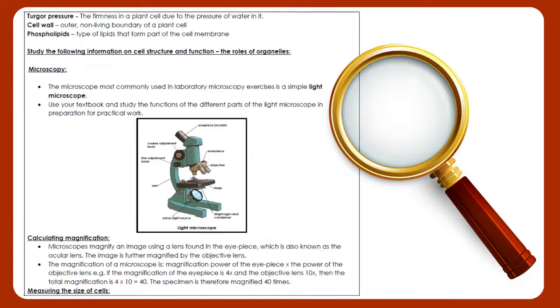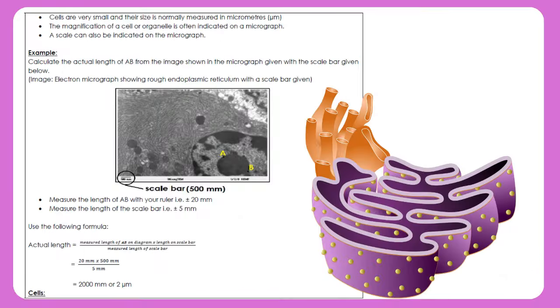Measuring the size of cells. Cells are very small and their size is normally measured in micrometers, μm. The magnification of a cell or organelle is often indicated on a micrograph. A scale can also be indicated on the micrograph.